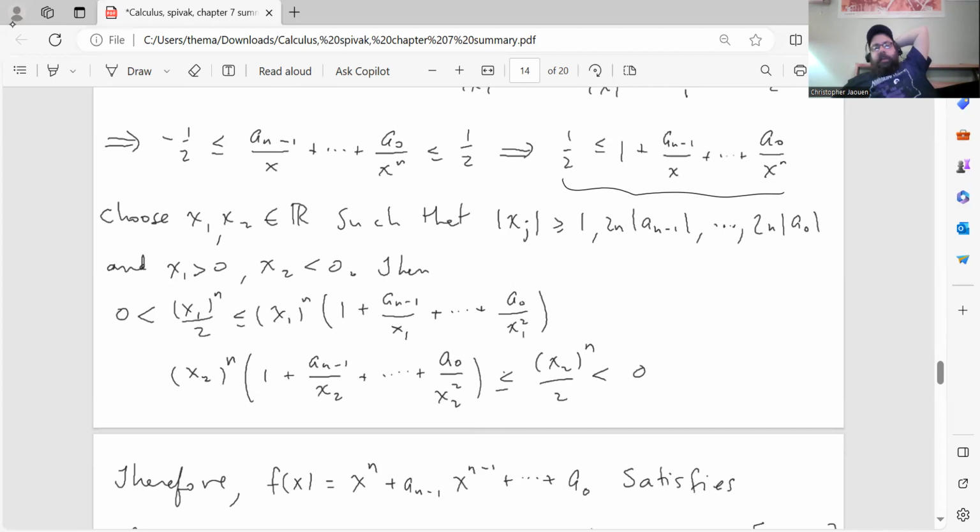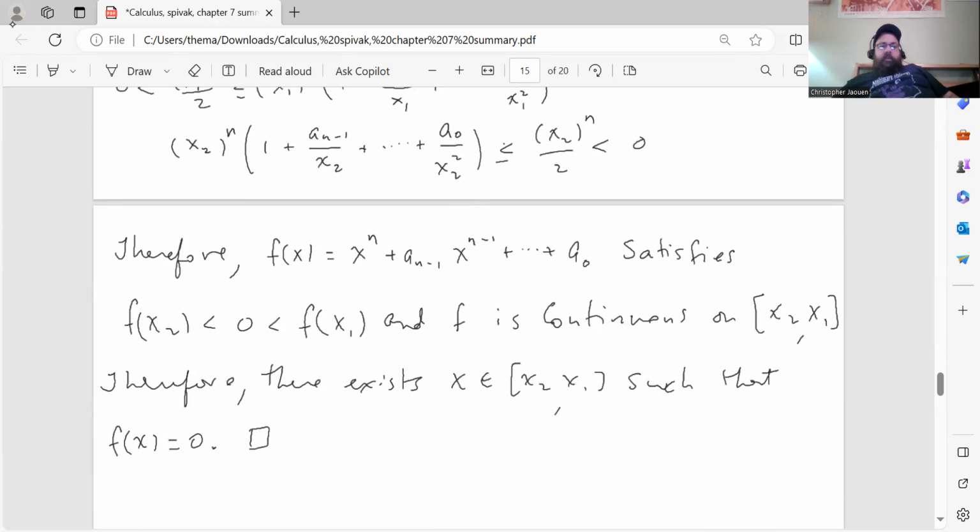So here you multiply by x2 to the n on both sides of the inequality here, but since x2 is negative and we're raising that to an odd power, x2 to the nth power is negative, so we have to switch the direction of the inequality, which gives us the second line here, and x2 to the n over 2 is less than 0. We just said that because it's negative, which is less than or equal to this expression by this inequality here. So we get that this number is negative.